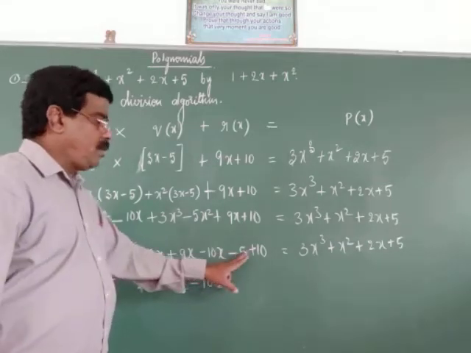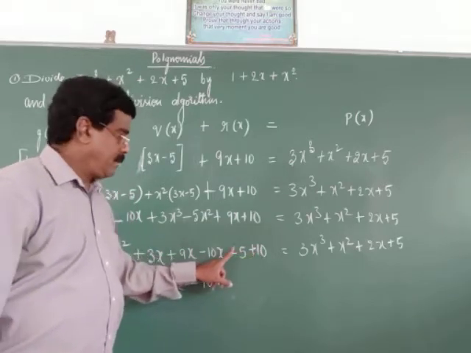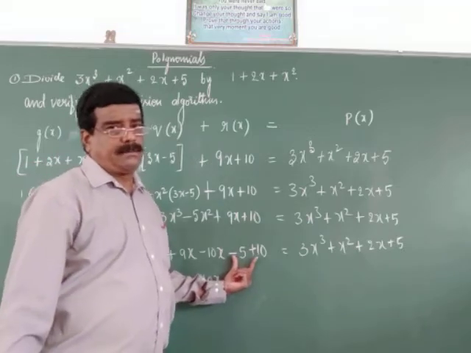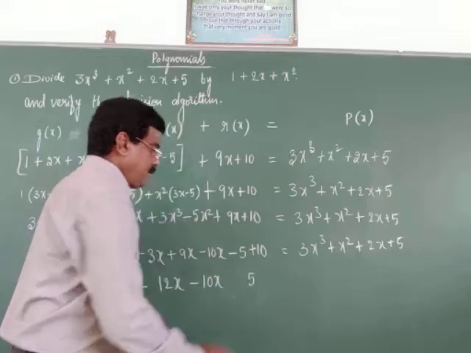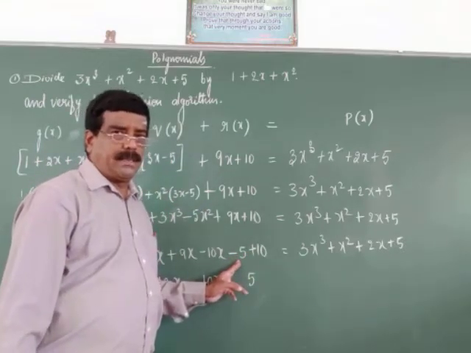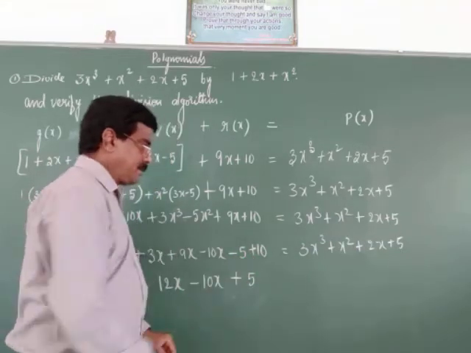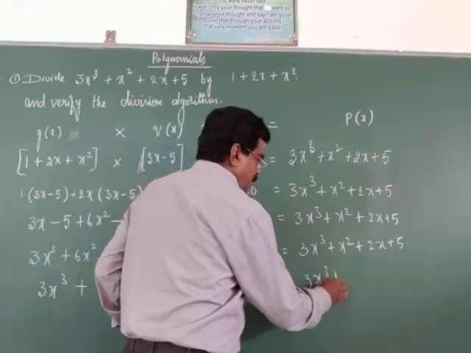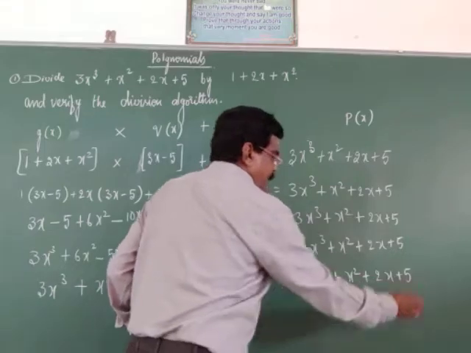Now here these two are constants. You can operate here. Again here you can see plus sign, minus sign, different sign. Different sign means you have to subtract. 10 minus 5 is 5. 10 is greater or 5 is greater? You must know that. 10 is greater, which contains positive sign, so answer is positive. Now this one just repeat. That is 3x cube plus x square plus 2x plus 5.